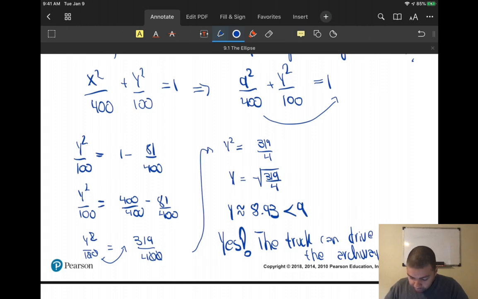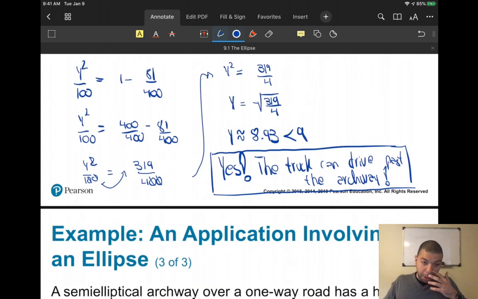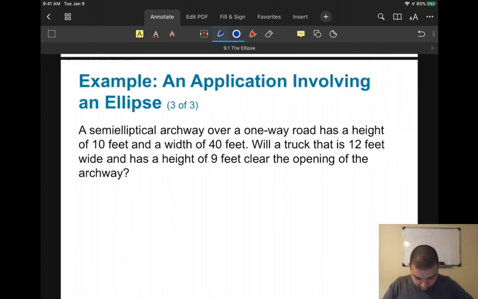So this is something you have to consider whenever you're building that kind of structure. There are already existing trucks or other things that you have to consider. Okay? So the answer here is yes.